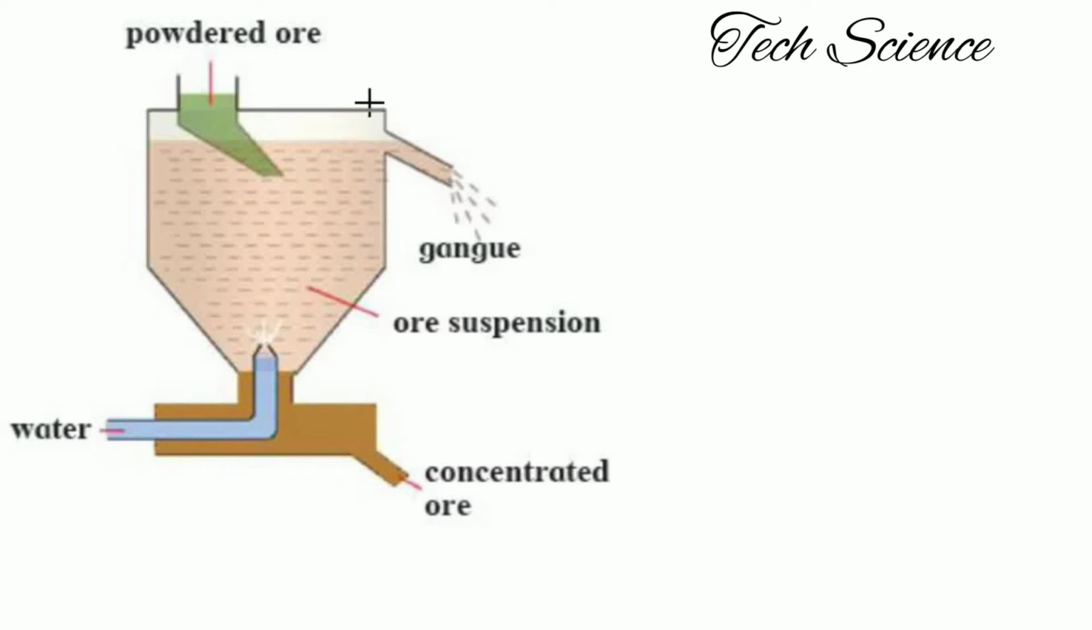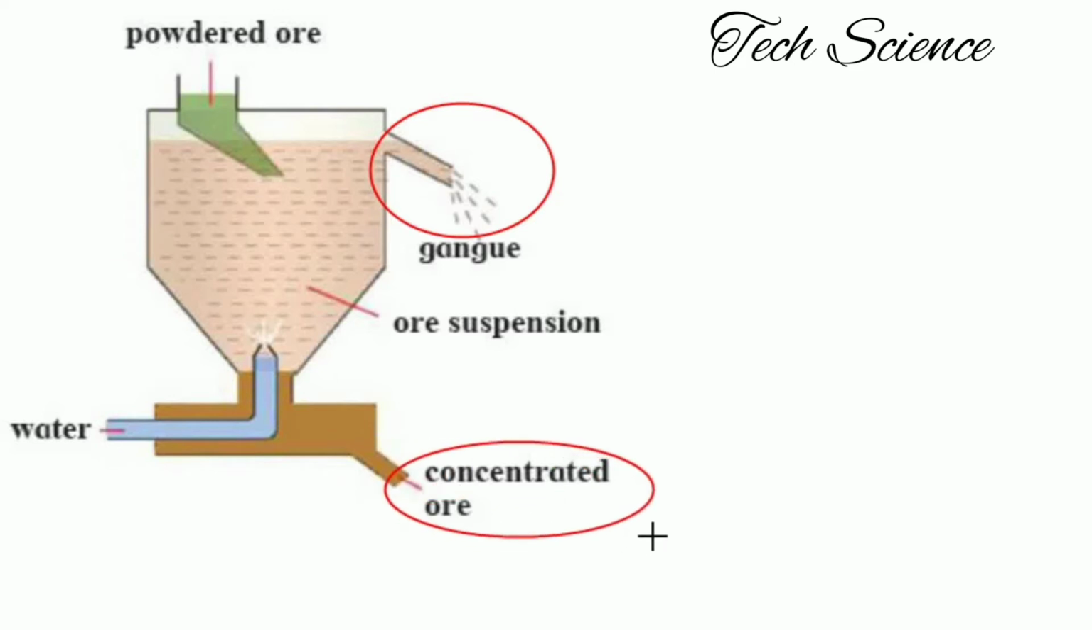The tank has an outlet. Where is the outlet? Observe, this is the outlet, and it has two parts. First, the outlet for the gangue particles, and second, the outlet for the concentrated ore, which you collect after separating it. Now what is the working of this? Observe, this region is for the powdered ore.